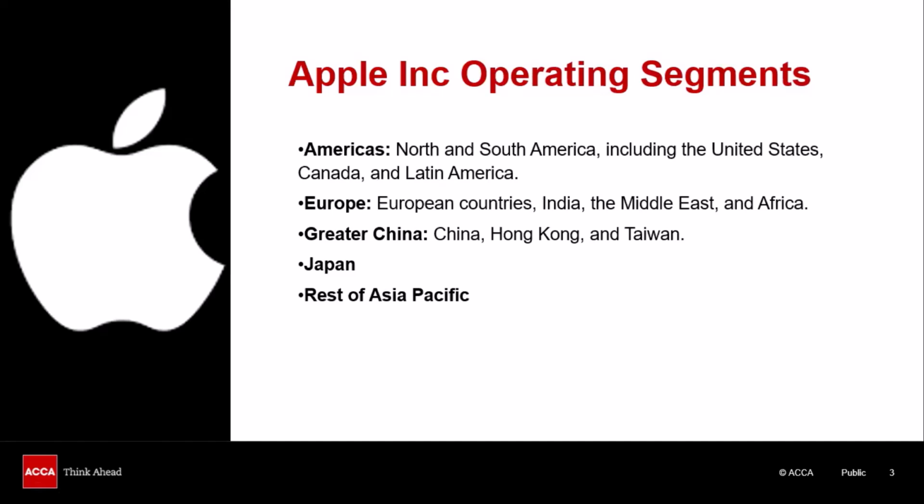If we look at these segments, I'm sure you can conclude that these are based on geographical regions. So this is an example of geographical segmentation, which is one of the common segmentation that we have with most companies. But this is not the only type of segmentation. But I thought this would just give us a picture of what could possibly be an operating segment.